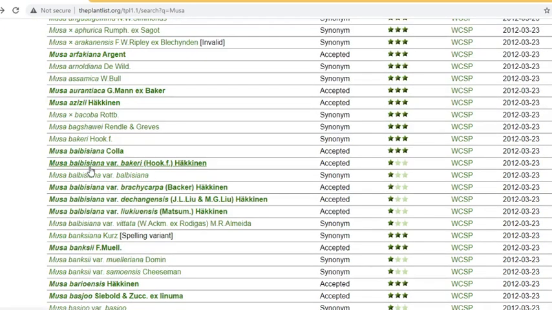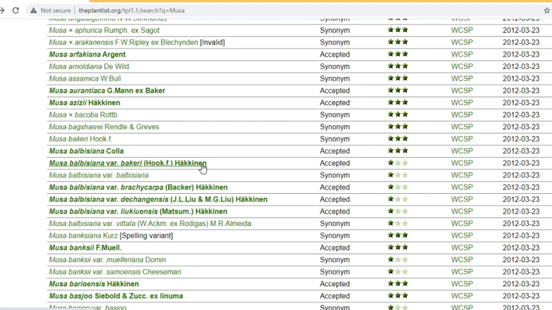Musa balbisiana variety Beccarii, first reported by Hukarev, was later edited by Mark Häkkinen. Now if you click here, you will get all the synonyms of Musa balbisiana. We have not yet seen whether Musa paradisiaca is the correct scientific name of banana or not. Now let us go to Musa paradisiaca.